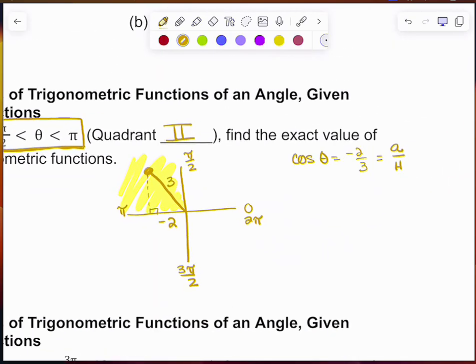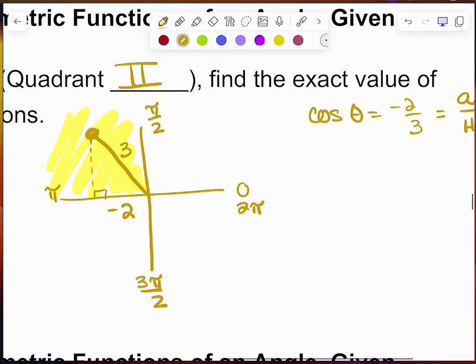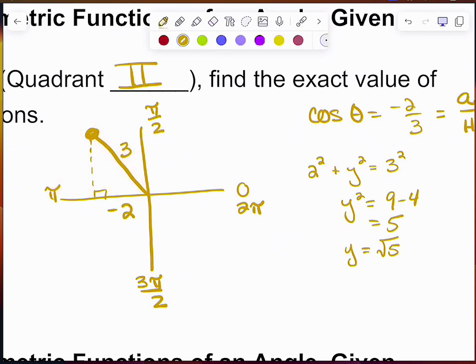So that's my adjacent and my hypotenuse. And now I've got a little right triangle. I can find my missing side. I'm going to call it y because it's a y value, right? So 2 squared plus y squared equals 3 squared. Y squared equals 9 minus 4, or 5. So y is the square root of 5. And that's what I'm going to use over here.